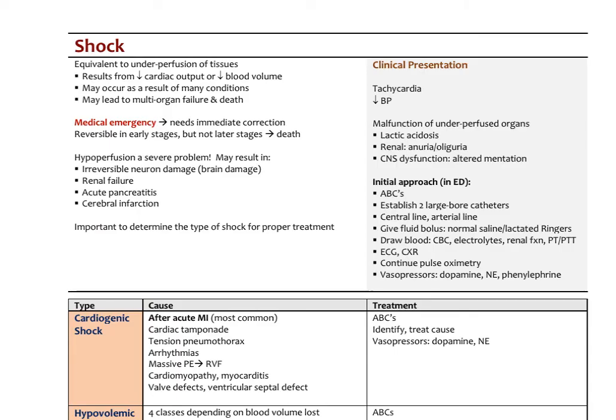Finally, I'll end this presentation on vascular diseases with a discussion of shock. This basically is equivalent to underperfusion of tissues, and this results from either decreased cardiac output or decreased blood volume. Those are the two main causes of shock. And that can occur from a number of different conditions. This can lead to multi-organ failure, and shock can be fatal. So this is not just like psychological shock, this is an actual physiologic phenomenon.